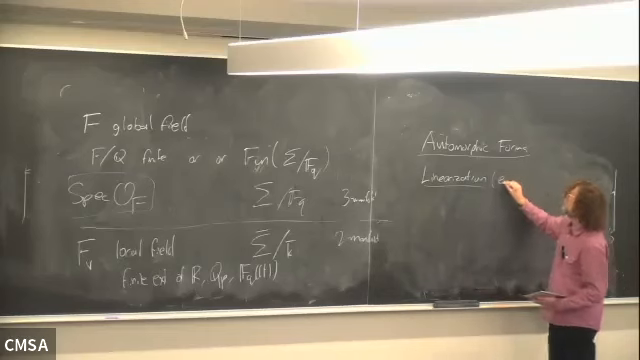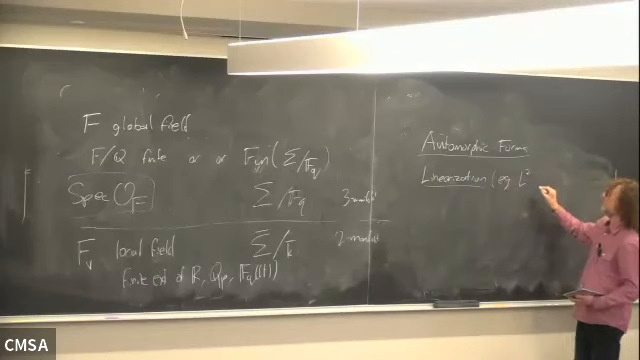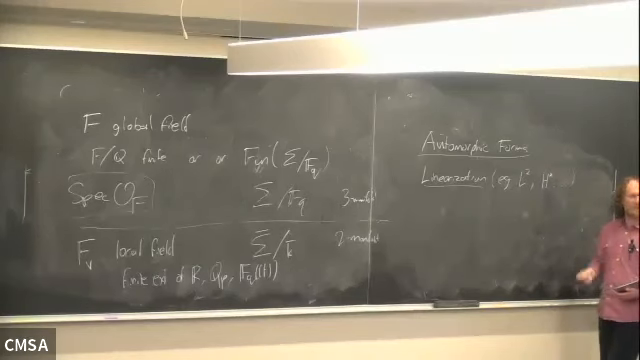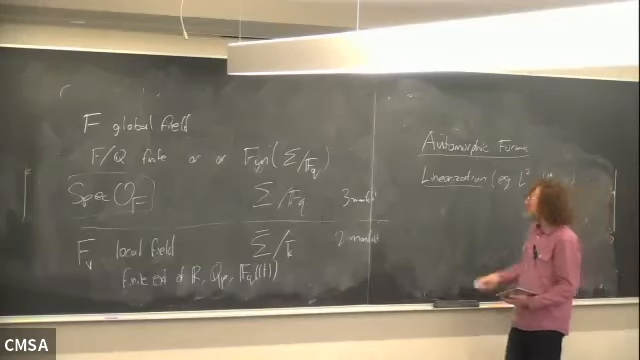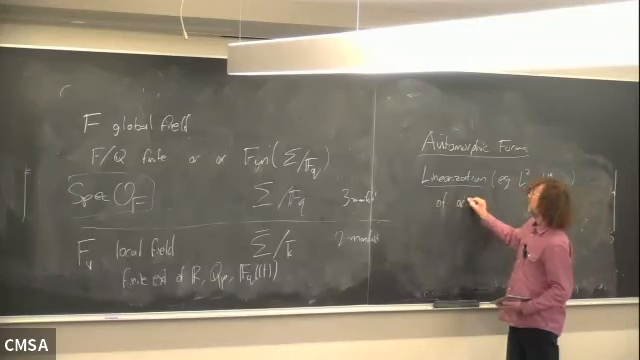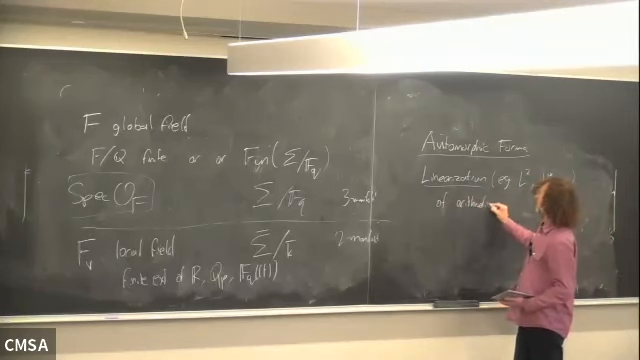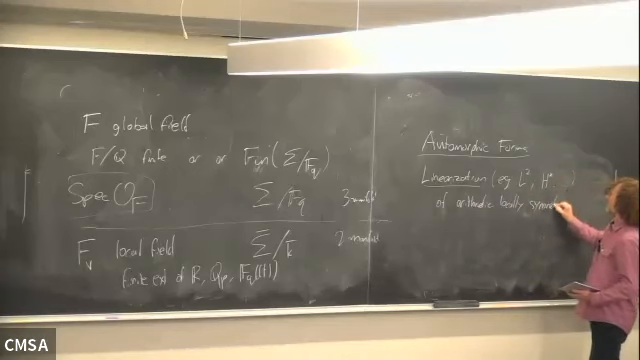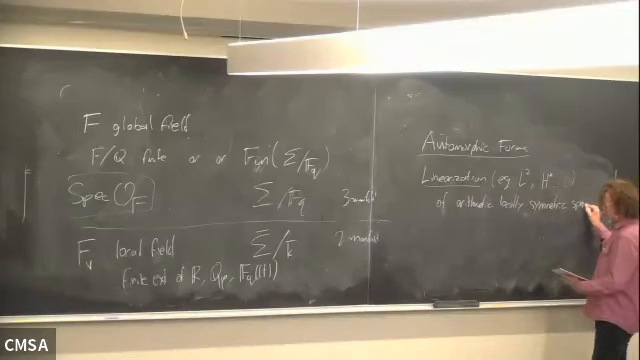And linearization, depending on who you are, might be some kind of L2 functions. It might be some cohomology. There are various variants of spaces of automorphic forms, but they're usually linearizations of arithmetic locally symmetric spaces. So what are arithmetic locally symmetric spaces?